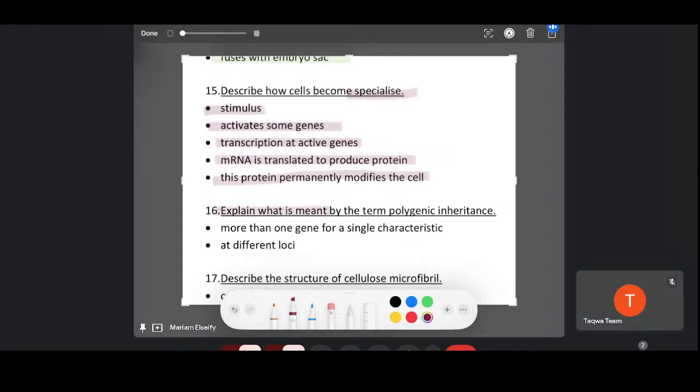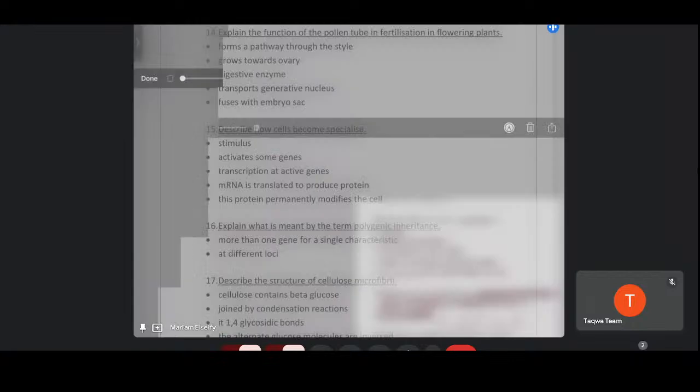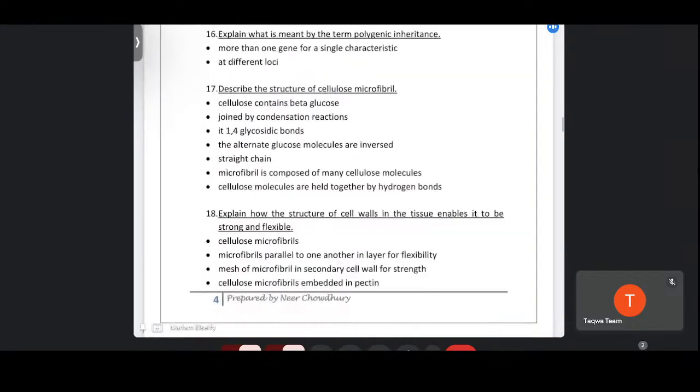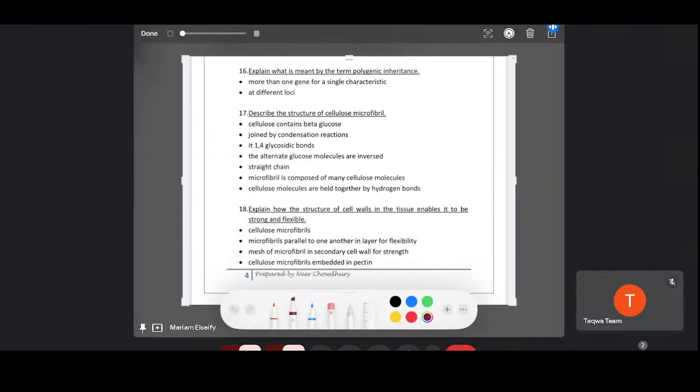Explain what is meant by the term polygenic inheritance. What is polygenic inheritance? More than one gene for a single characteristic at different loci. Loci means location. It comes from the word locus. Locus is location. So what is polygenic inheritance? More than one gene for a single characteristic at different loci. Loci is location.